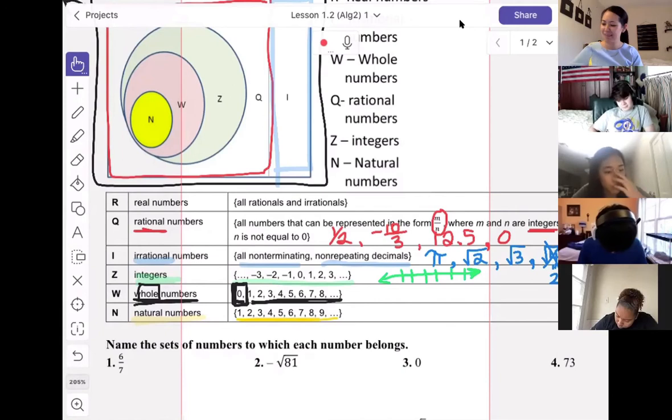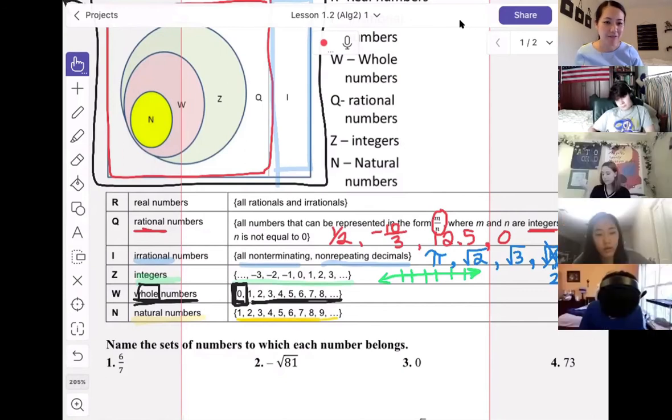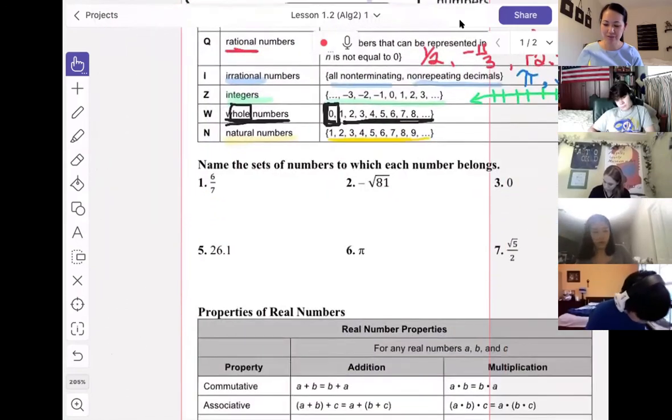Nice. And with rational numbers, does that include whole numbers too? Because it could technically be something over 1. Definitely. Yep. So 5 would be considered a rational number because you can write 5 as 5 over 1. Nice. Perfect. Good job. Okay. Other questions?